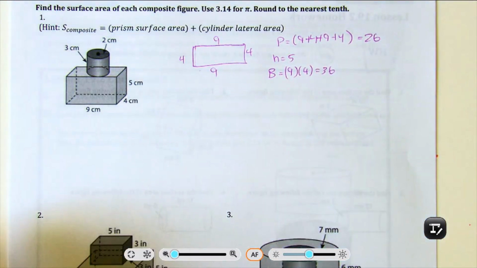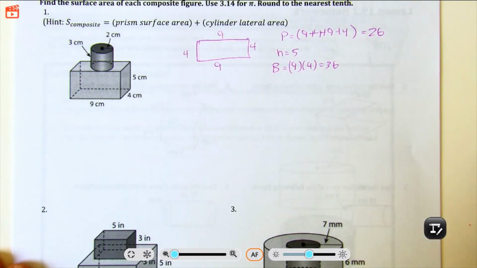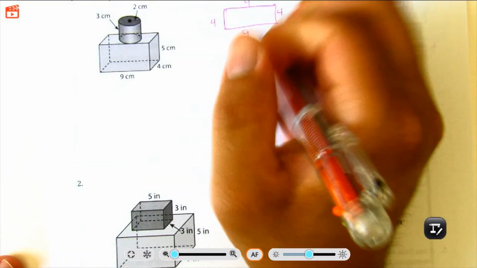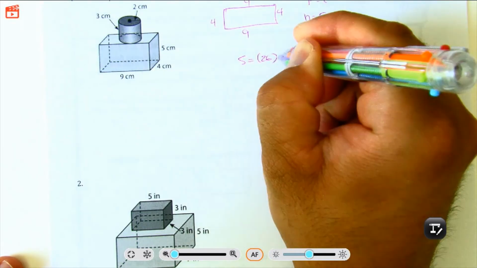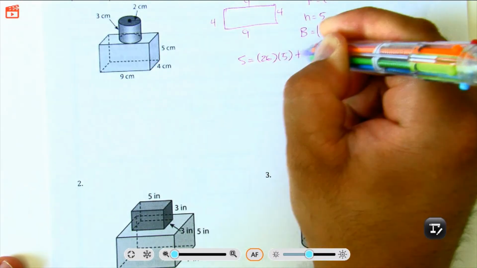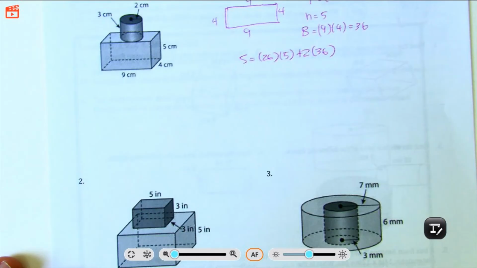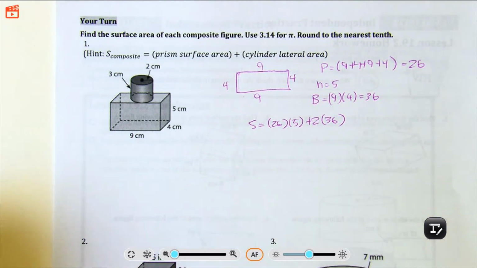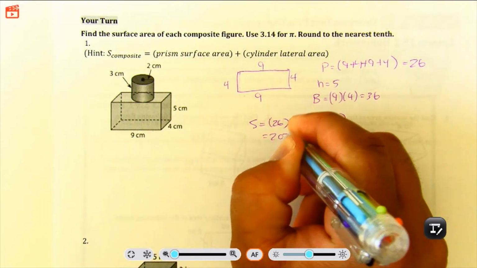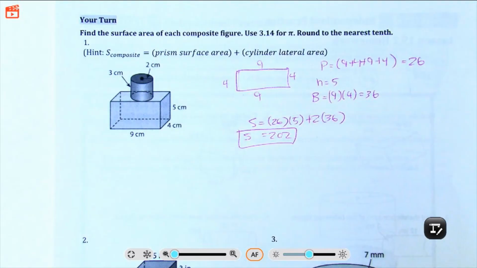So we have S is equal to the perimeter times the height plus 2 times the base. So we have 26 times 5 plus 2 times 36 ends up being 202. So I'm going to circle that, and then I'm going to put that to the side. Next, I'm going to focus on the cylinder.